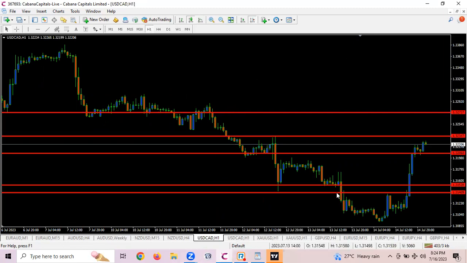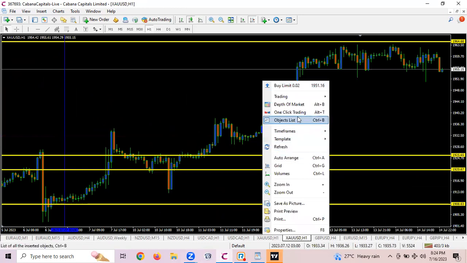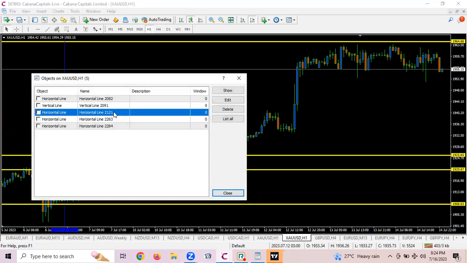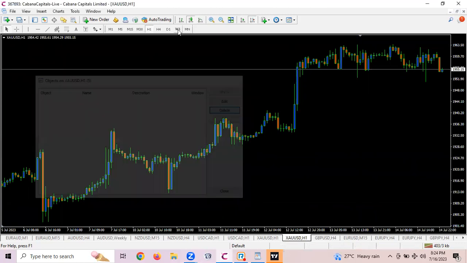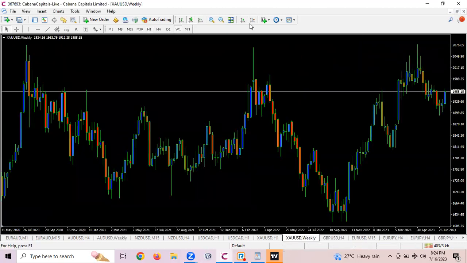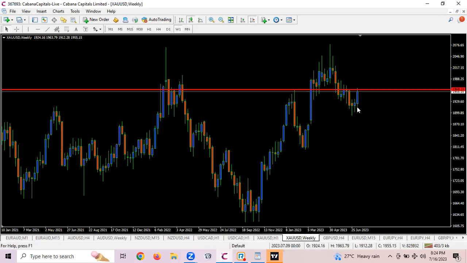The next pair, let's look at gold before we look at GBP USD. So let's start with the weekly time frame. So what do we have on gold? Gold tested the resistance level last week. There was a pullback from that level.